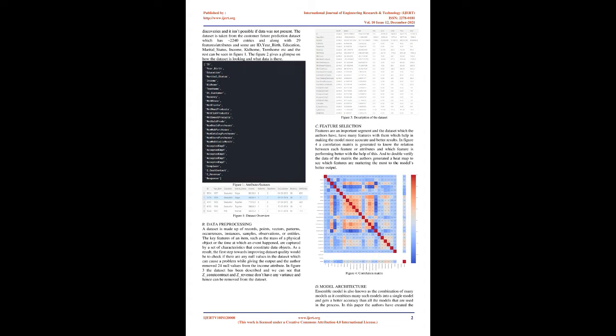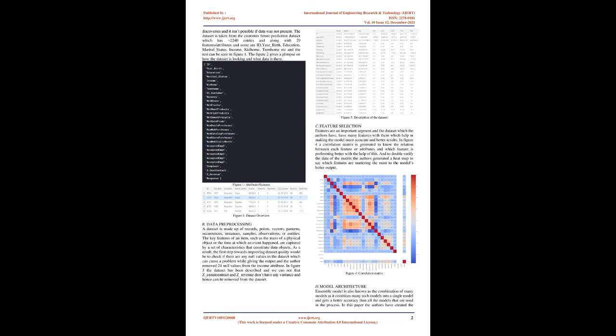The dataset is taken from the customer future prediction dataset which has 2240 entries along with 29 features/attributes, and some are ID, year_birth, education, marital_status, income, kid home, teen home etc., and the rest can be seen in figure 1. Figure 2 gives a glimpse of how the dataset looks and what data is there.